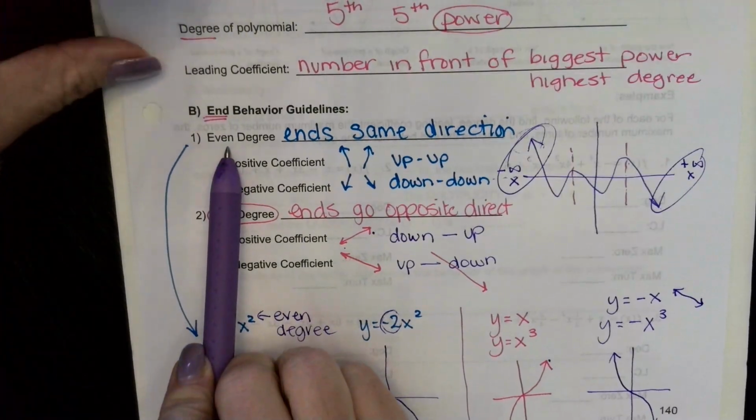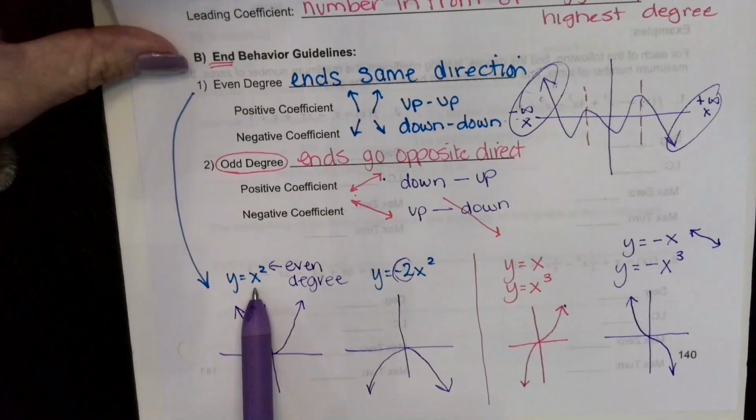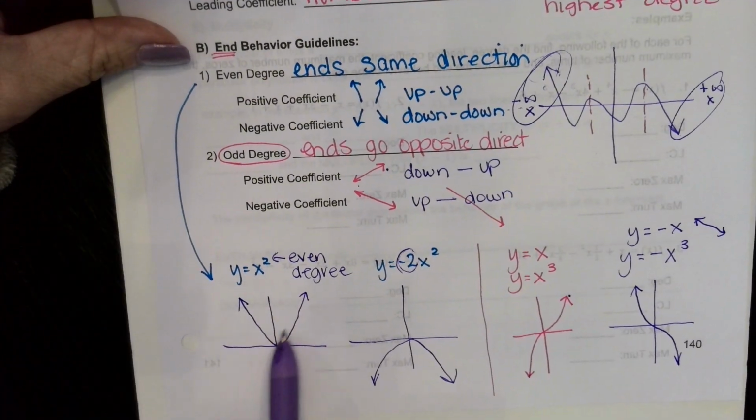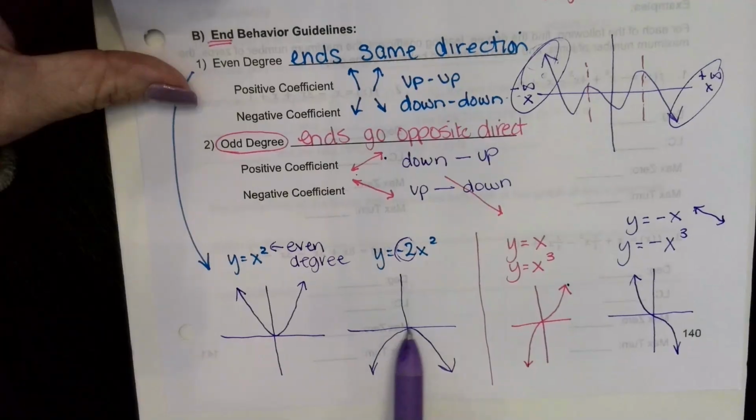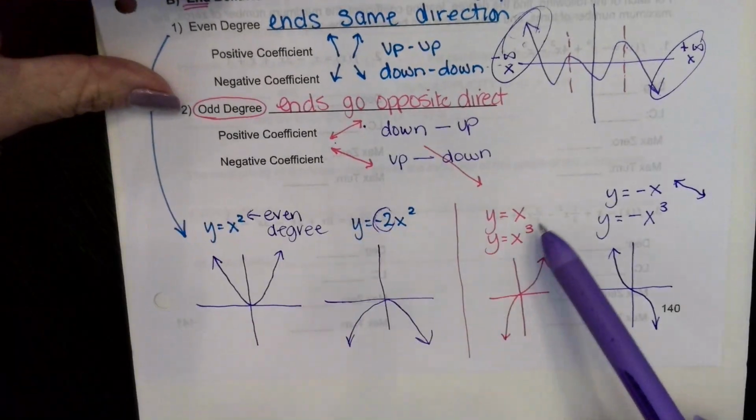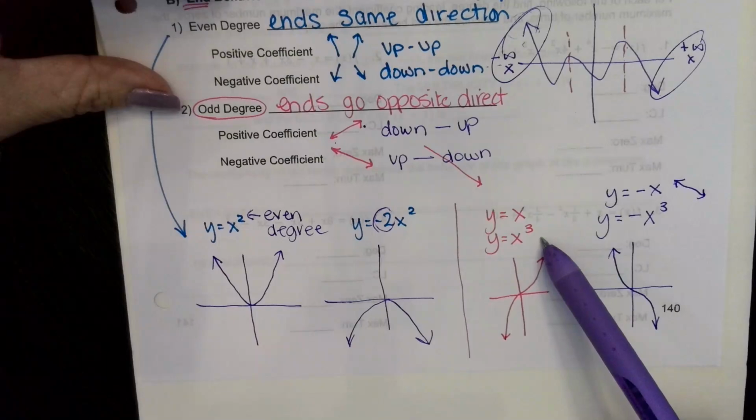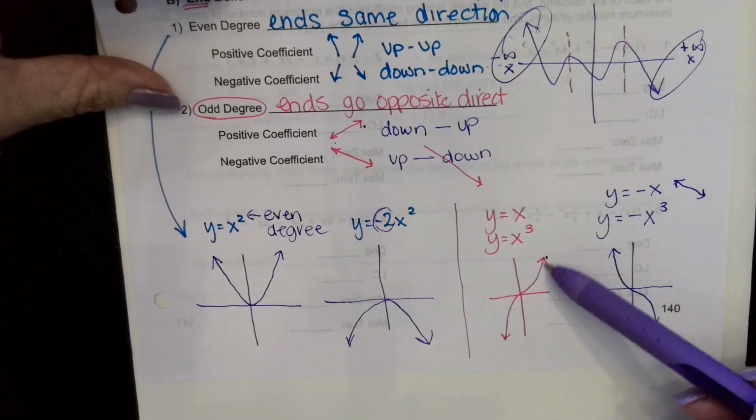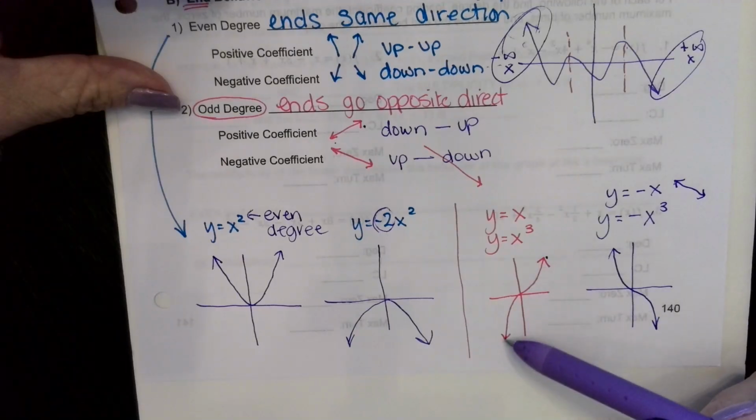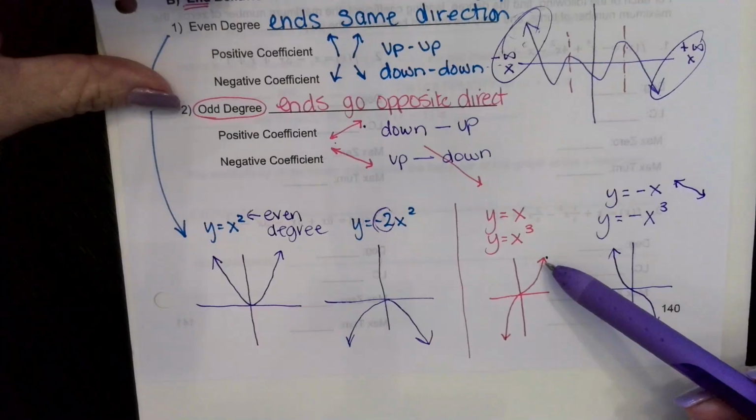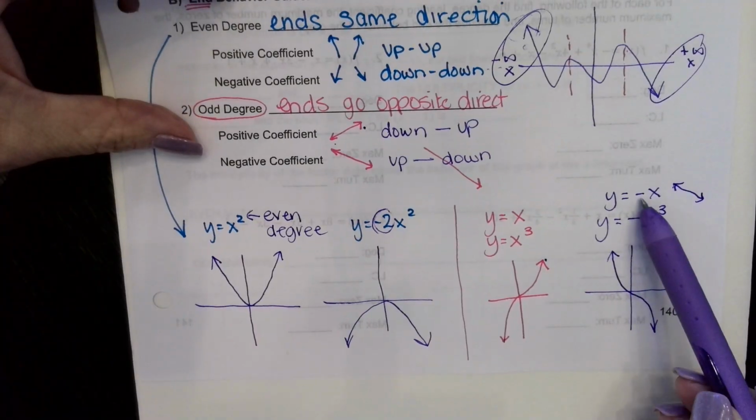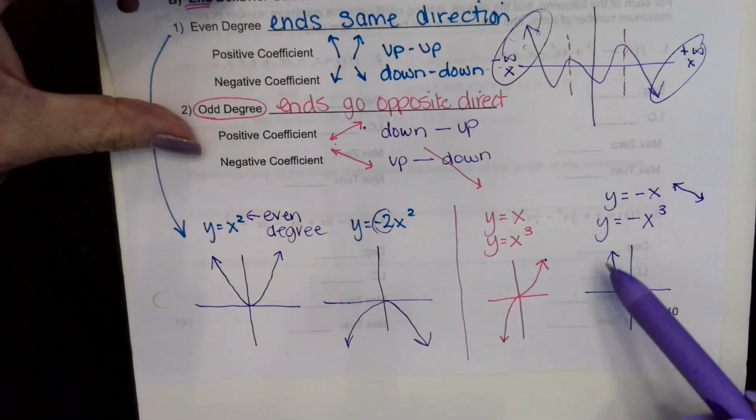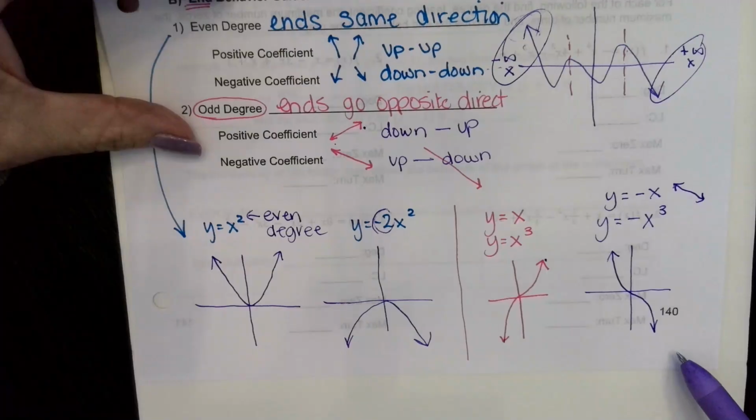So even degree, just think about x squared. When the value of that coefficient is positive, we know it opens up, so our end behavior is up, up. When it's negative, we know it opens down, so our end behavior is down, down. When we have an odd degree, so y equals x or y equals x cubed, we are going from left to right. Our slope goes up for this line, so we go from down to up. But when the coefficient in front is negative, it's like we're saying we have a negative slope, so we go from up to down. Okay? All right, let's keep going.